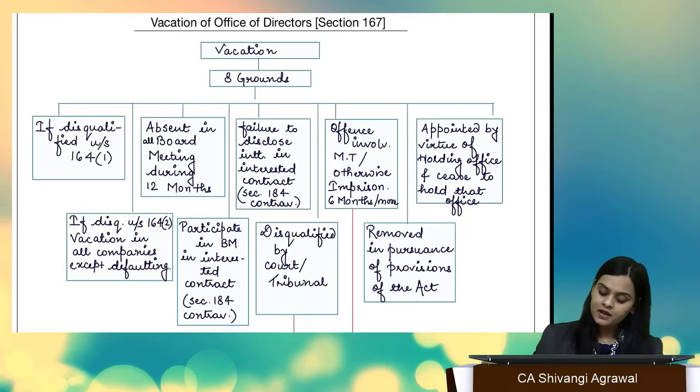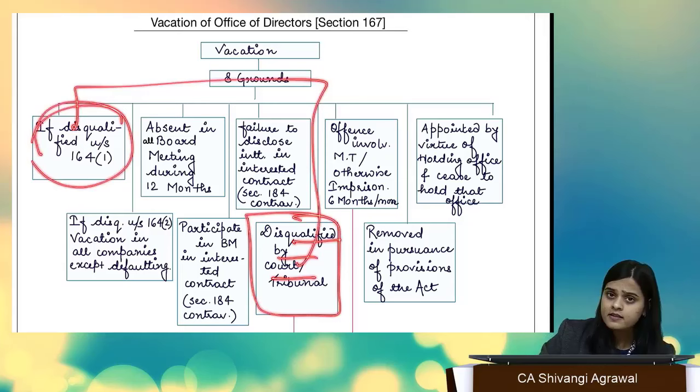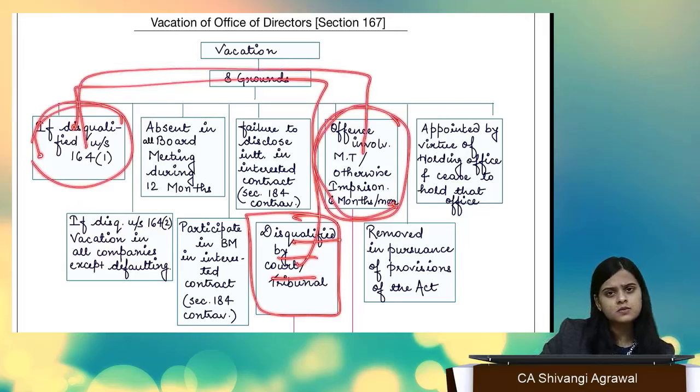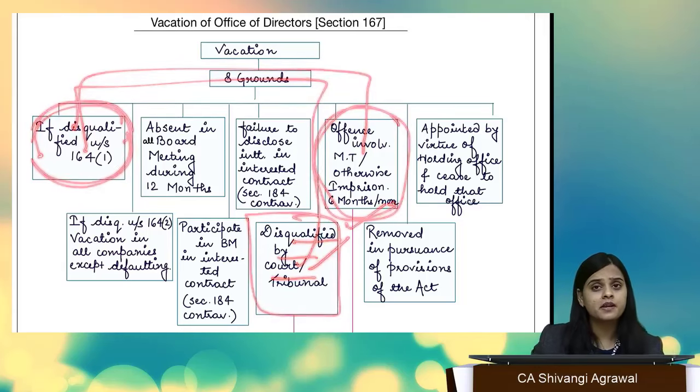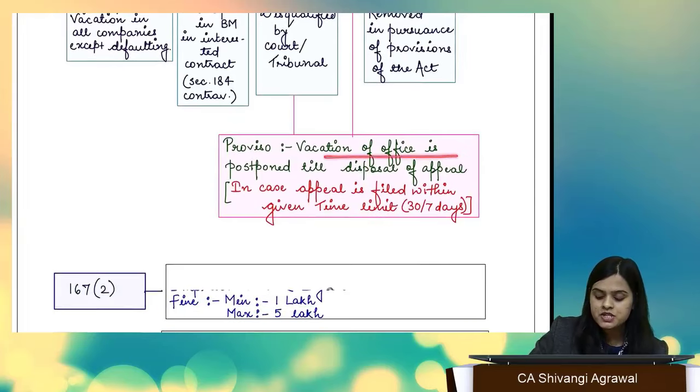Okay, ma'am. Next is, if you are disqualified by court. If you are disqualified by court, it is included in this. So you vacate office. If you have done an offence, imprisonment 6 months or more, disqualified, included in this, vacate office. Why given separately? Because in such a situation, the vacation of office is postponed till disposal of appeal.